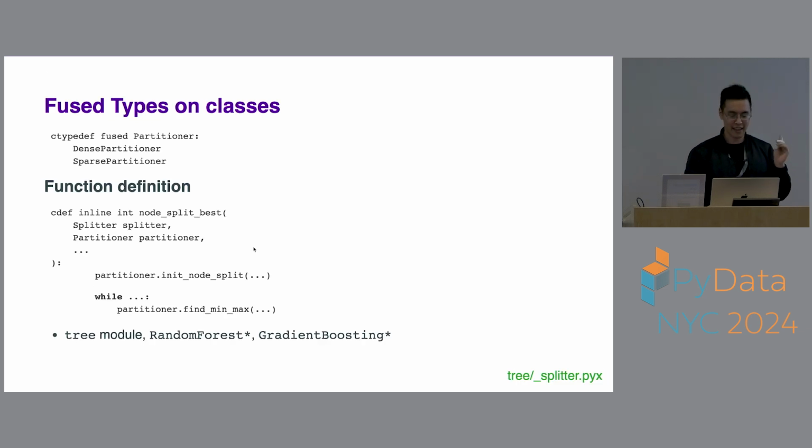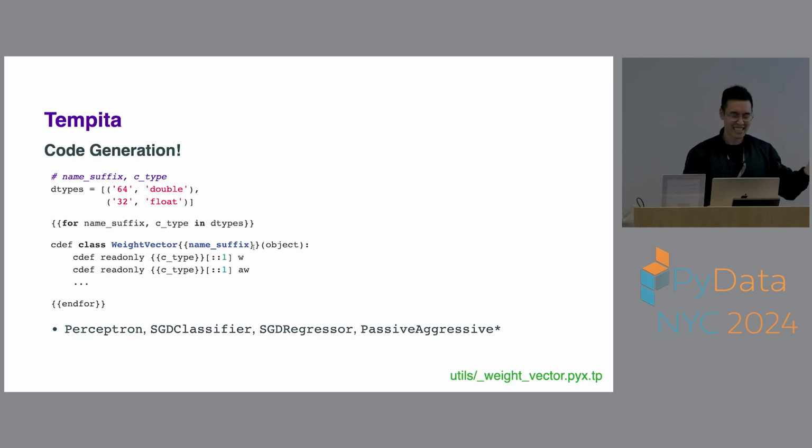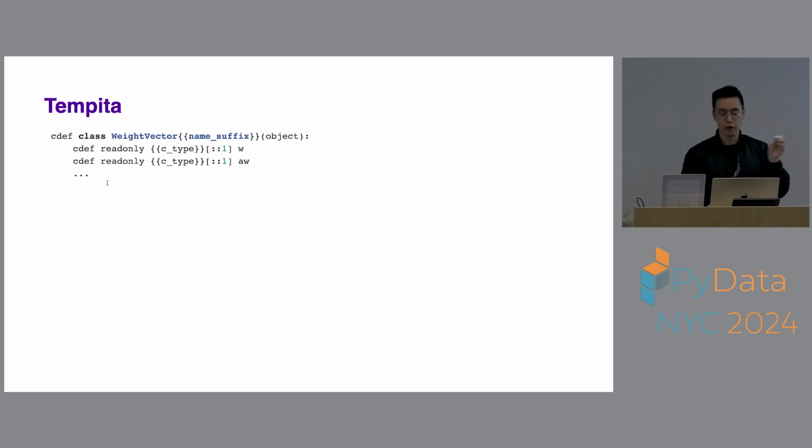We've got fused types and classes. That's a thing. Tempita is for code generation. In some places, we need code generation because you can't have fused types when defining elements in a NumPy array and a Cython class. So code generation. I'll show you an example.